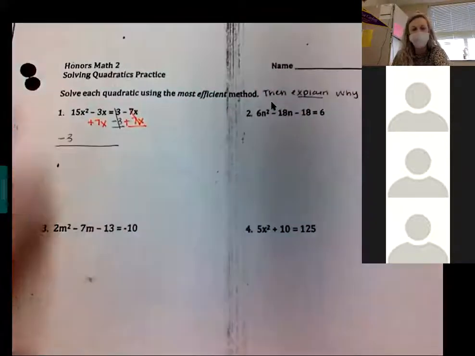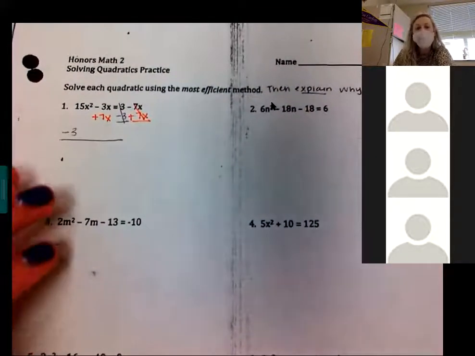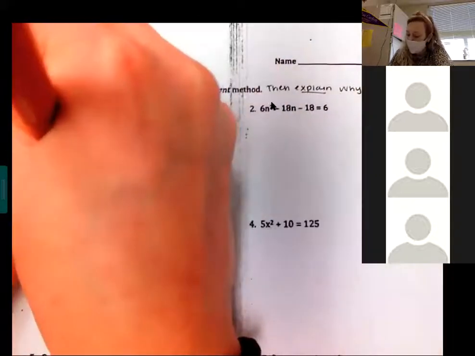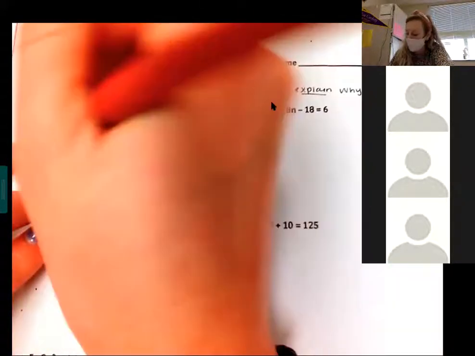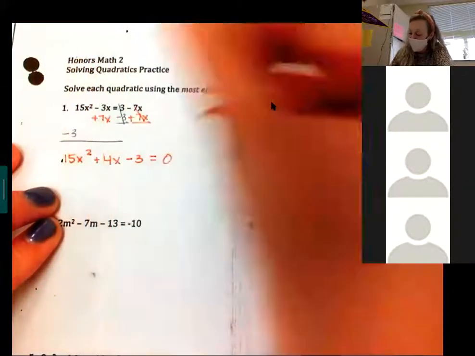I'm just going to put it over here because there's not a whole lot of room right there. It's kind of small. So do y'all agree once we move those, that's going to be 15x squared. Negative 3x plus 7x would be plus 4x, right? Minus 3 equals 0.